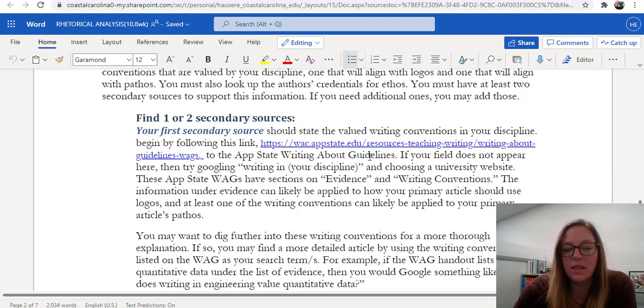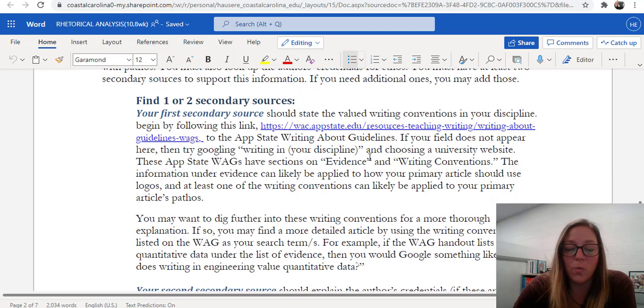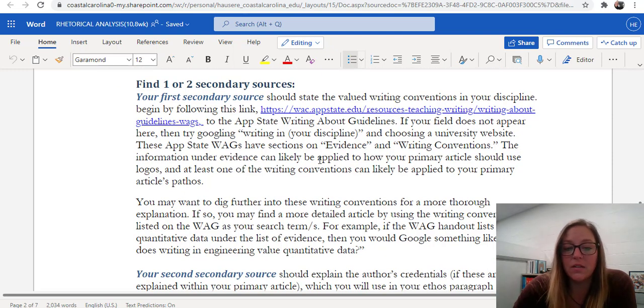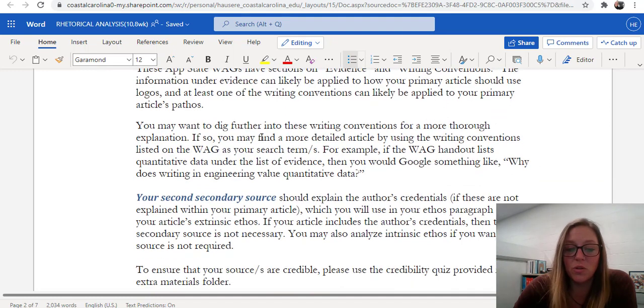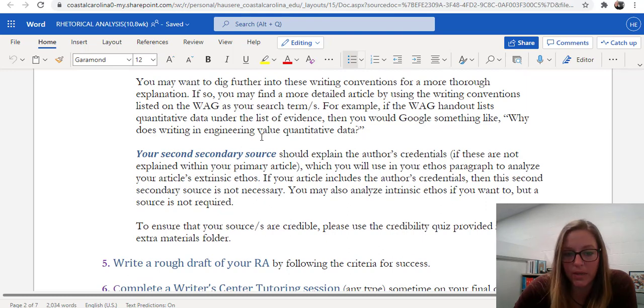If your discipline is not listed there, then you can Google writing in psychology. Psychology's on there, but for example. And you can try to find a handout from a different university. If you feel like this App State Writing About handout is not sufficient and doesn't say everything you want it to say, like for example, maybe it doesn't have information about pathos in there, then you can find an additional secondary source. Next, if your primary article does not state your author's credentials, then you must have a secondary source, because including those credentials is a requirement in the essay.